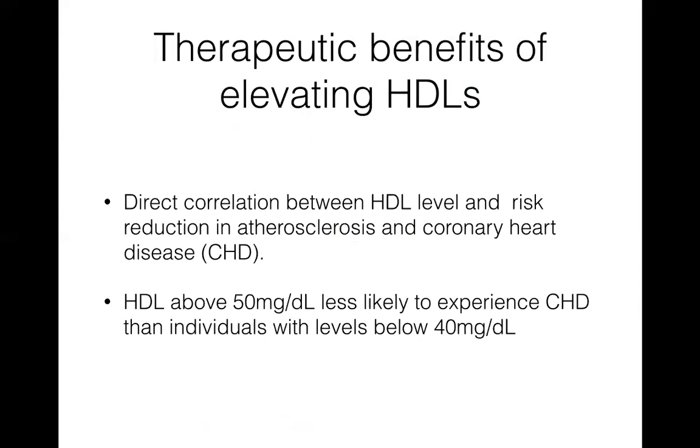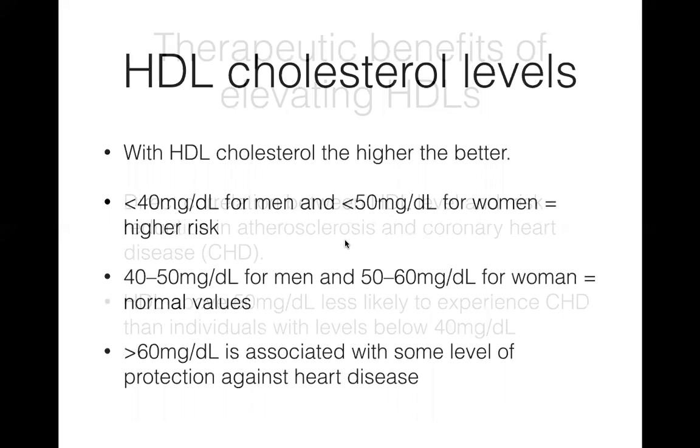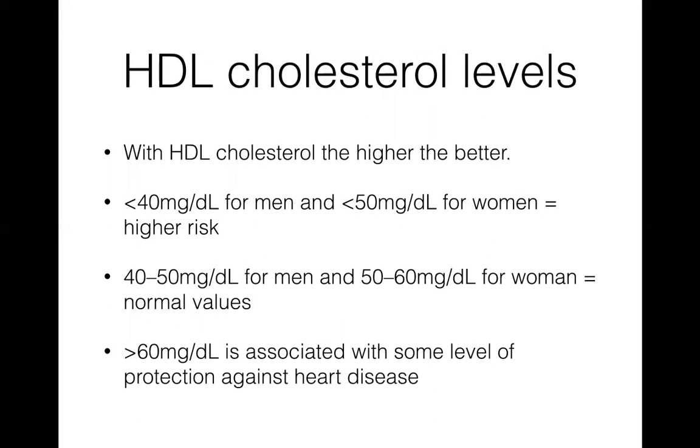So what is now the level of HDL that a person or a patient should target? Well, there is a direct correlation between HDL level and risk reduction in atherosclerosis and coronary heart disease. Individuals with HDL above 50 milligram are less likely to experience coronary heart disease than individuals with levels below 40 milligram per dL. So in other words, the higher the level of HDL, the better it would be for a person's health. So the normal value is 40 to 50 milligram for men, whereas it is ranging from 50 to 60 milligram per dL for women.